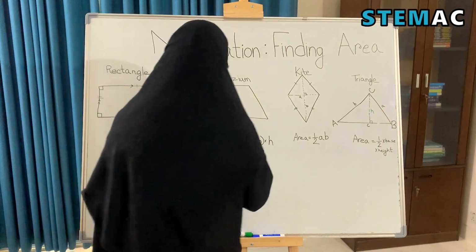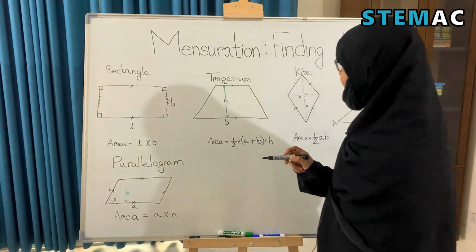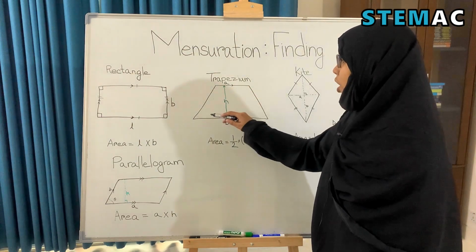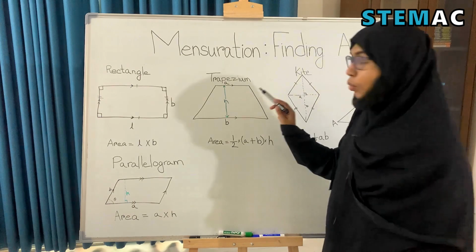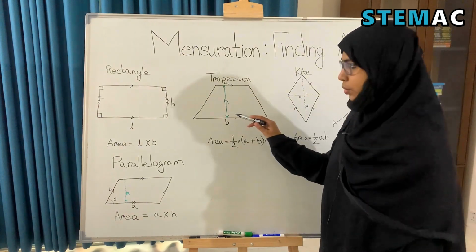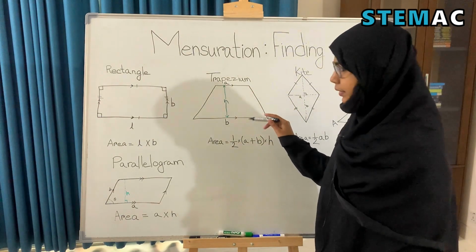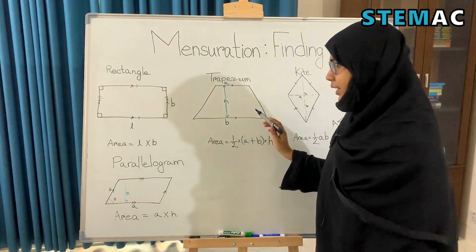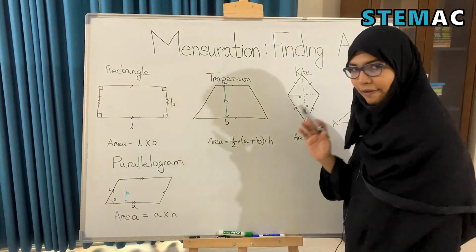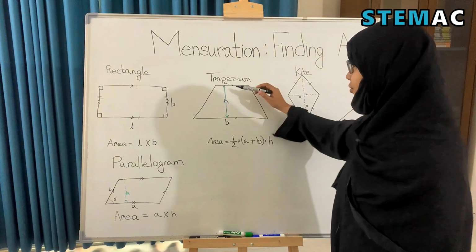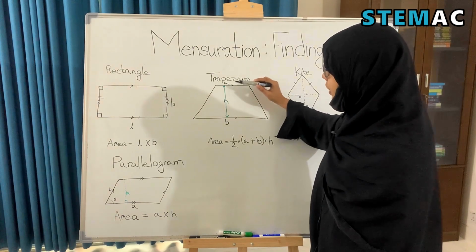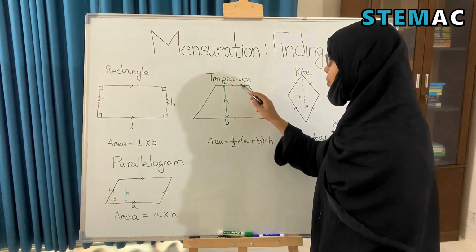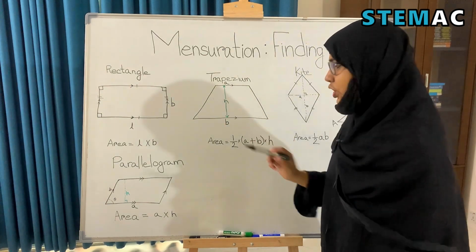Then let us move on to trapezium. In a trapezium, only one pair of opposite sides are parallel. They might or might not be equal in length. That does not have to be the case. The length does not have to be equal, but the thing is that only one pair of opposite sides are parallel to each other.